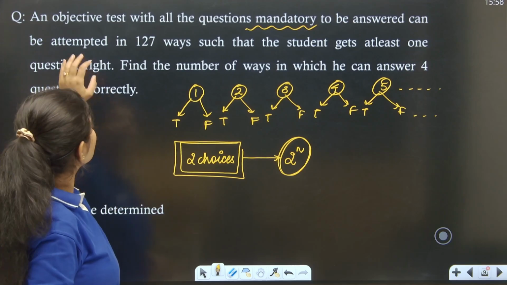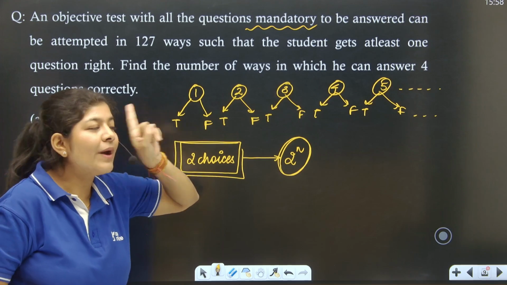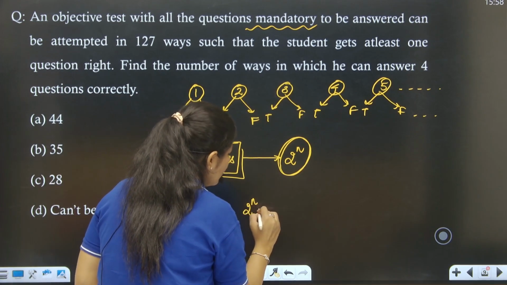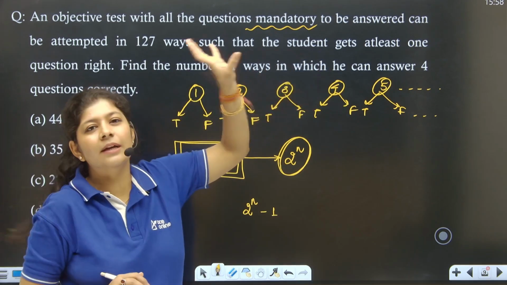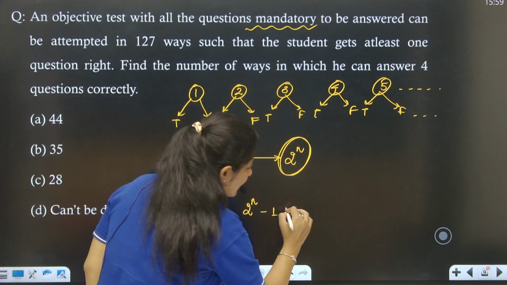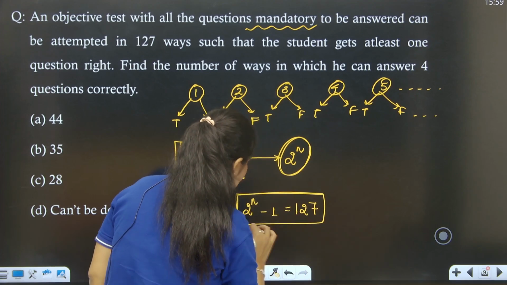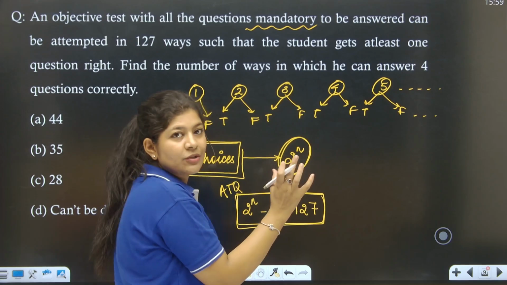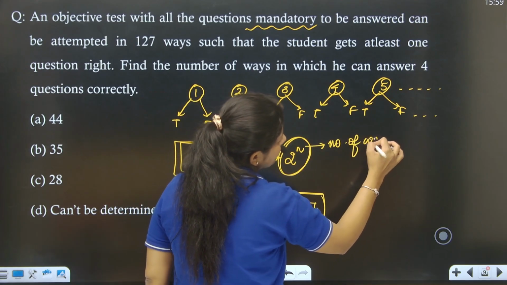Now, the question is saying that the student gets at least one question right. That means the scenario is 2 to the power n minus 1. Why am I subtracting 1? Because out of the total number of ways, one case is where no question is correct, and this should be equal to 127 according to the question. Here these are the total number of ways through which we can answer.